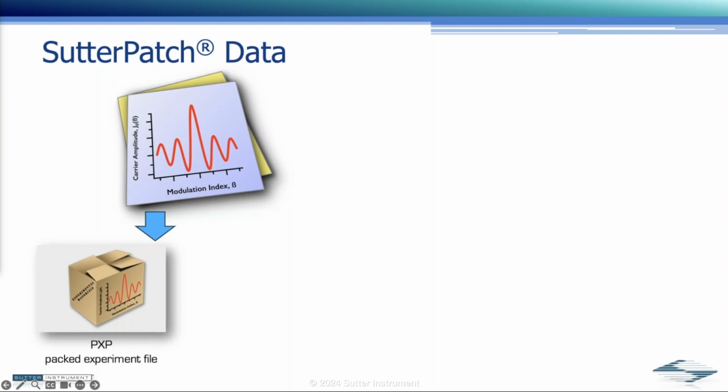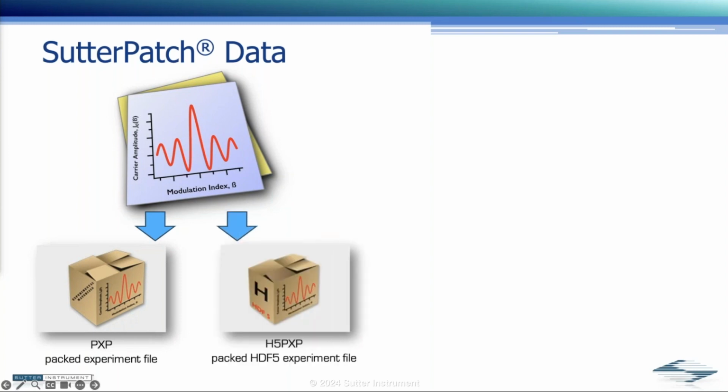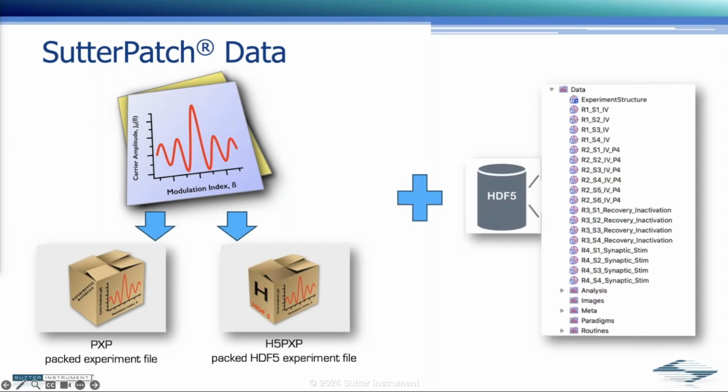With the release of Igor Pro 9, HDF5 packed experiment files were also an option, but there were still limitations, especially for the high bandwidth data produced by our Dpatch amplifier systems. Therefore, the option to store all the SutterPatch data to a separate HDF5 file was added.